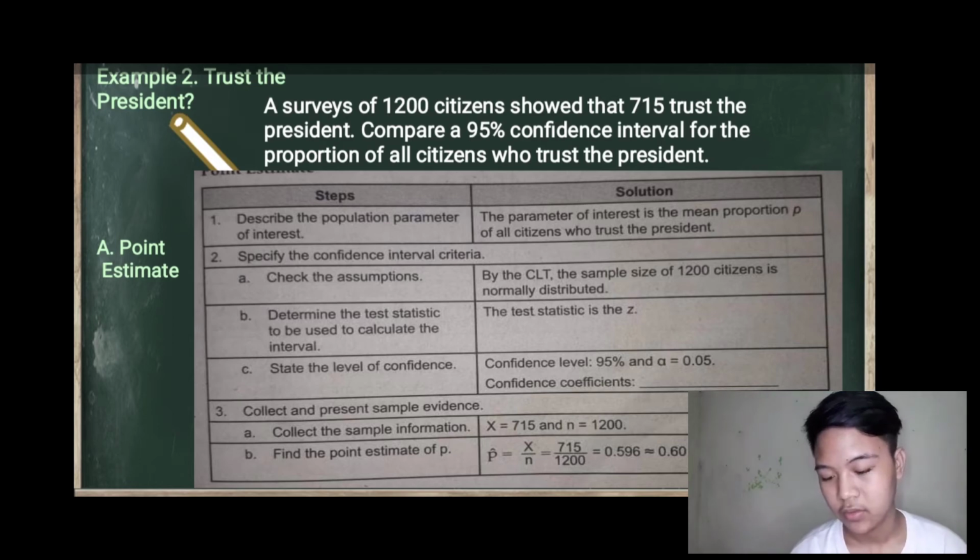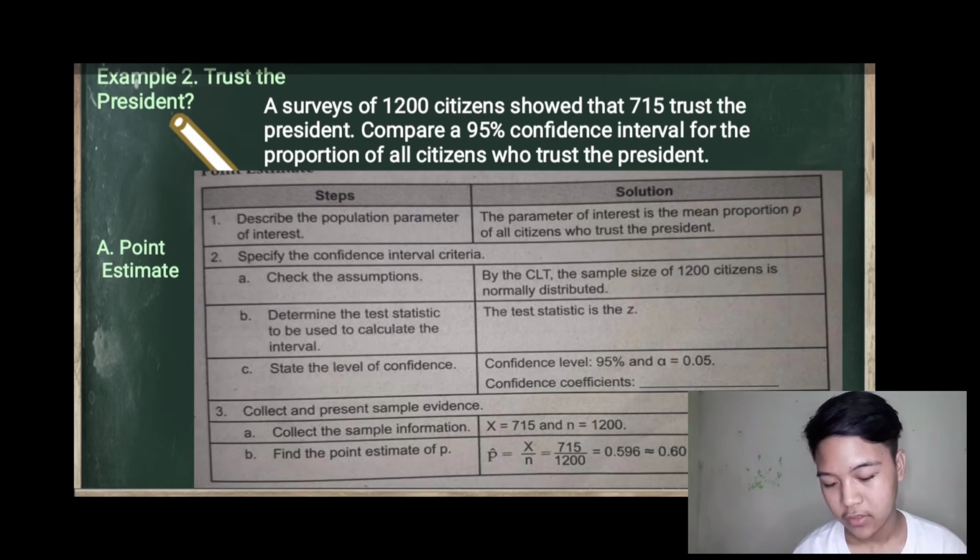Solution. Letter A. Point estimate. Step 1. Describe the population parameter of interest. The solution is, the parameter of interest is the proportion of all citizens who trust the president. Step number 2. Specify the confidence interval criteria.